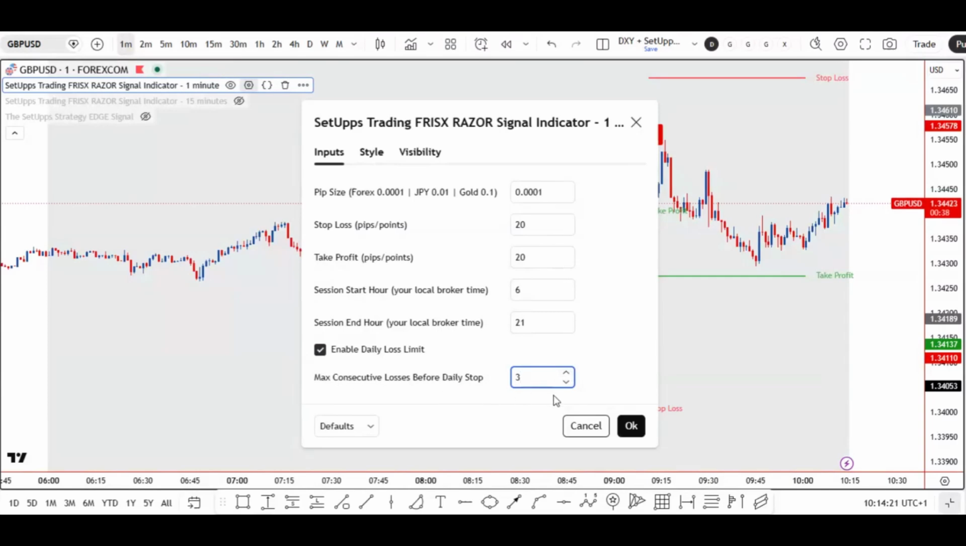This means that it will not allow the signal to trigger after 3 consecutive losses. So if you set it to 2, then after 2 straight losses, it will not trigger another signal until the next trading session, which is the next day, if it's intraday. So let's assume that it's set now.